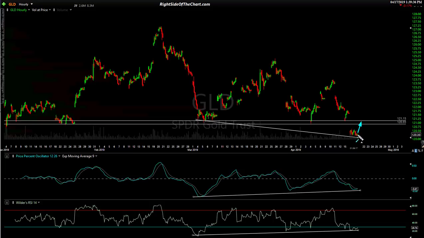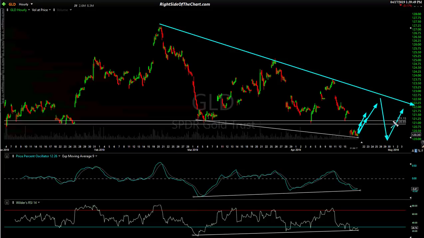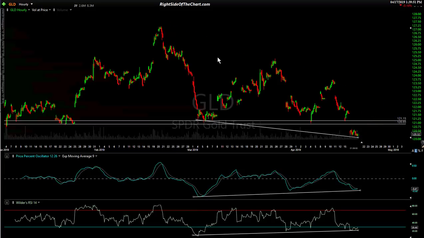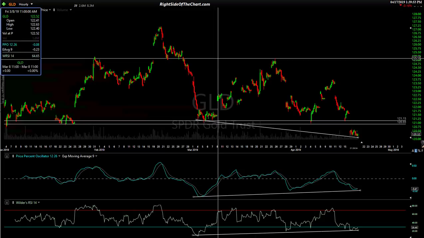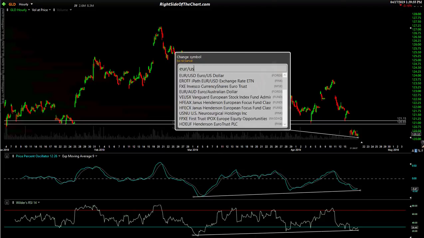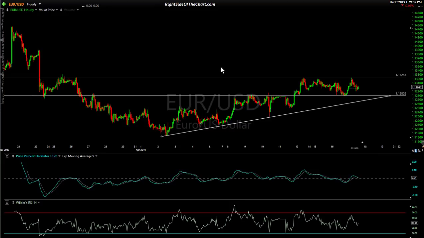Look for, the more impulsive a move up, the better it would be. Maybe put in some type of bullish candle on the daily, and then maybe a little downtrend line here that might come into play as well. So this may be a wedge that's forming here in GLD. So watch that. But it's all going to be about the US dollar, or I like to use the Euro US dollar pair.